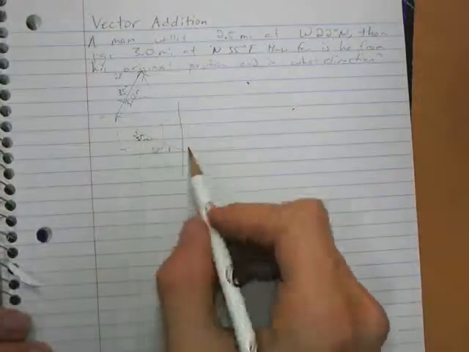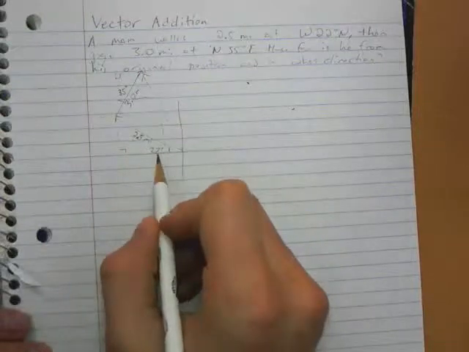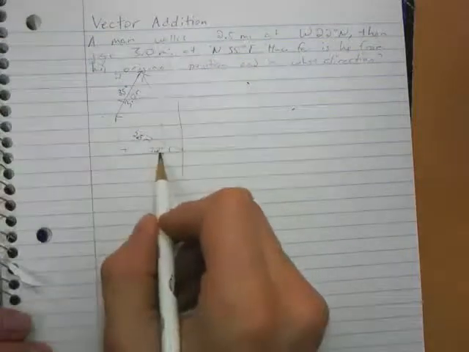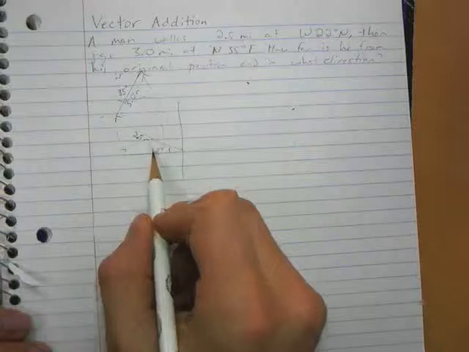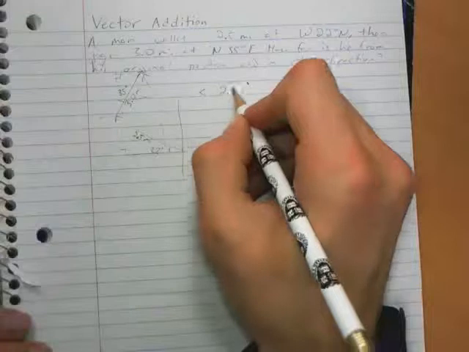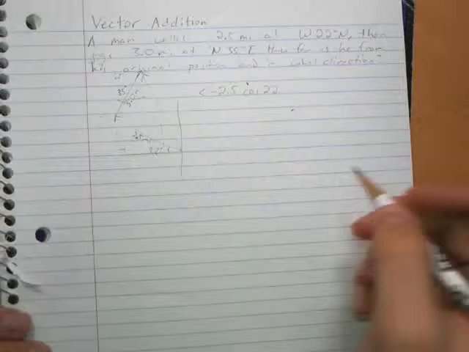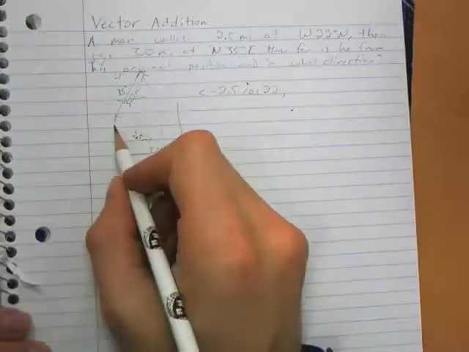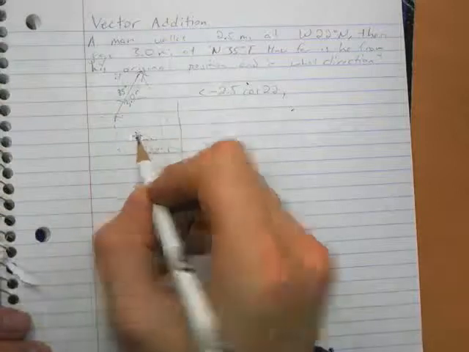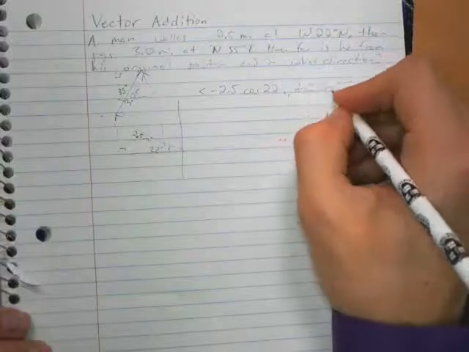So if we look at this vector first, we got 2.5 miles at west by 22 degrees north. Well, if we want to find the x component of that vector, we'll need to use cosine. Cosine of 22 would be the x component over 2.5. So the x component is going to be 2.5 times cosine 22. Since it's to the west, we will call that negative. And then the north component, the sine of 22, opposite over hypotenuse, would be the y component over 2.5. So the y component of that vector is going to be 2.5 sine 22.